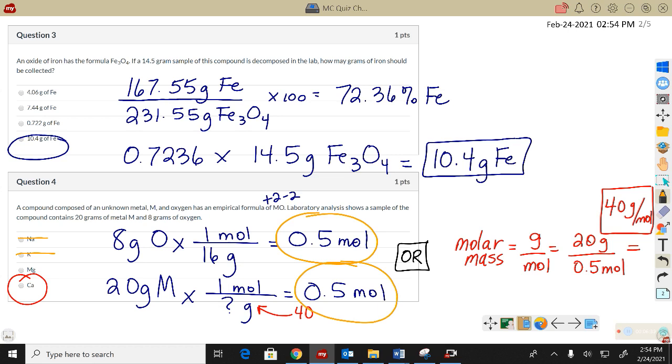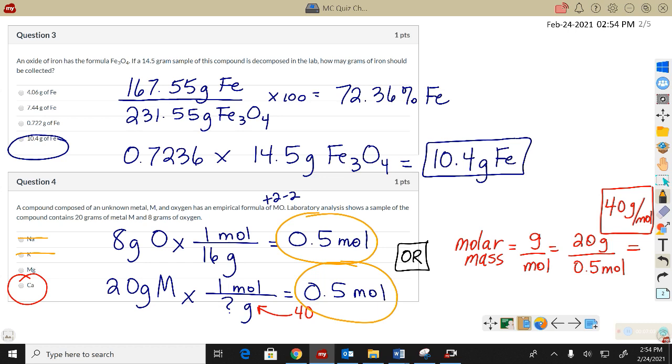So that it's a 1-to-1 ratio of M to oxygen. I know that by looking at the formula. It's MO, 1-to-1 ratio. Oh, okay, so they both have to have 0.5 moles. So from there, you could do a little guess and check, where I set it up the same way I did with the oxygen: I want to take my 20 grams and turn it into moles, and I want the answer to be 0.5 moles.